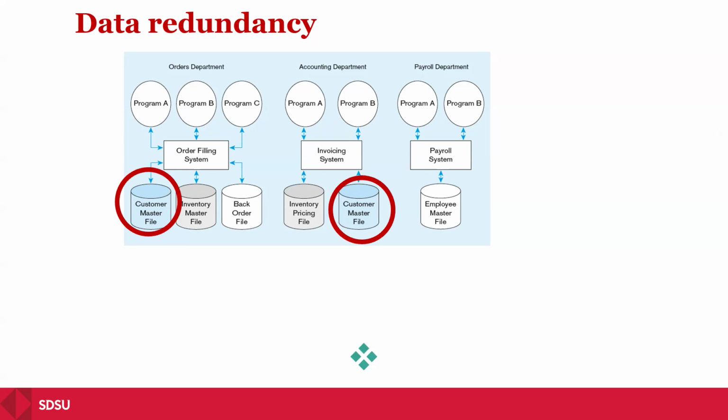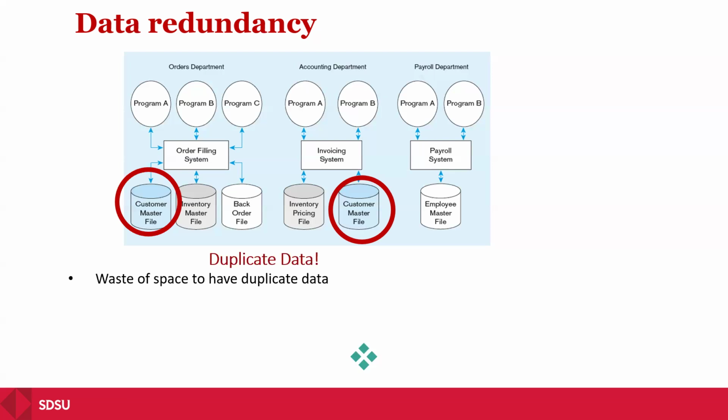In file processing systems, there is no way for us to check if those files are the same, because each department keeps their own version of the data file. So that is data redundancy. Data redundancy means data duplication. So it's another definition for data redundancy. Well, with data redundancy, it takes more space.